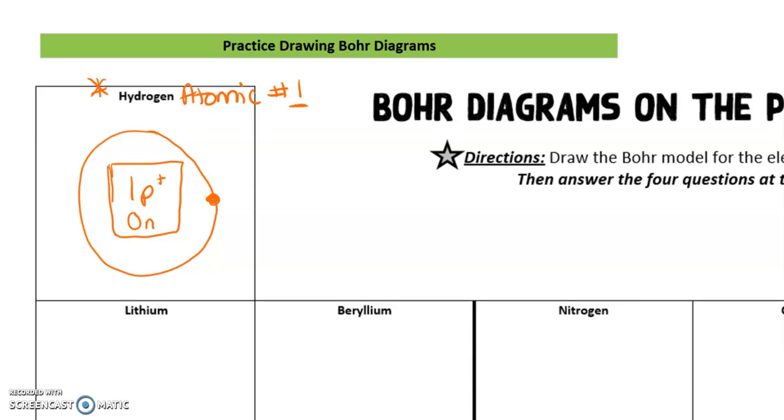Now, hydrogen has 1 valence electron. I just wanted to point that out to you so that when we're talking about valence electrons, you know which one I'm talking about. So it only has 1 total electron, and that is its only valence electron as well.